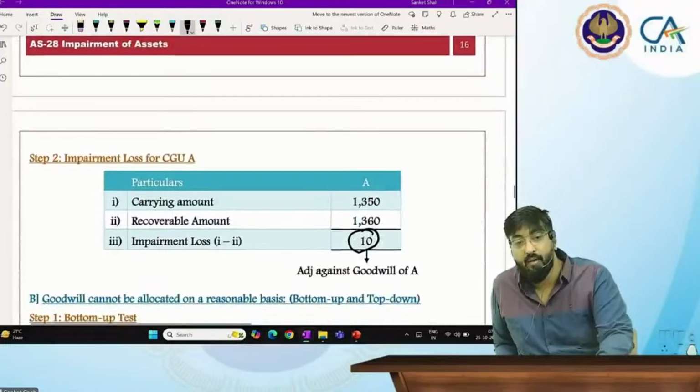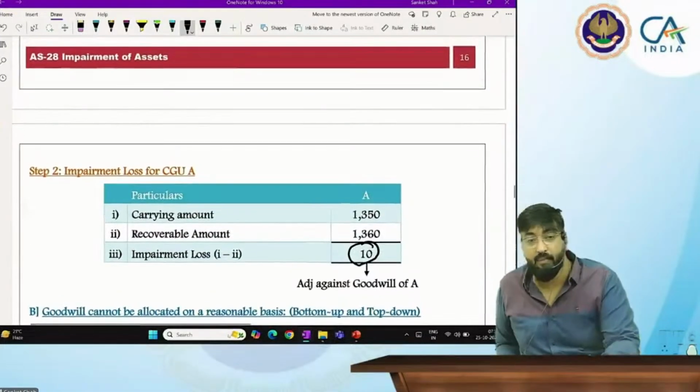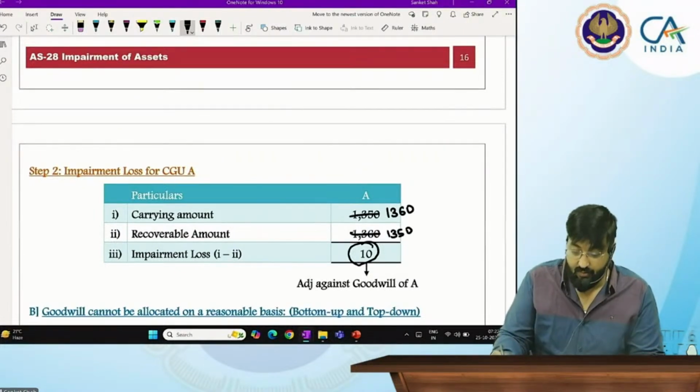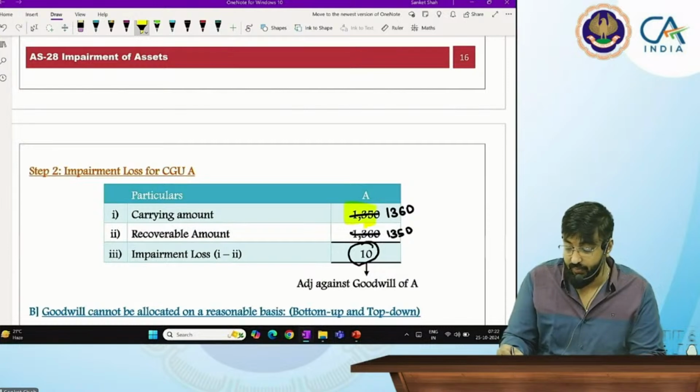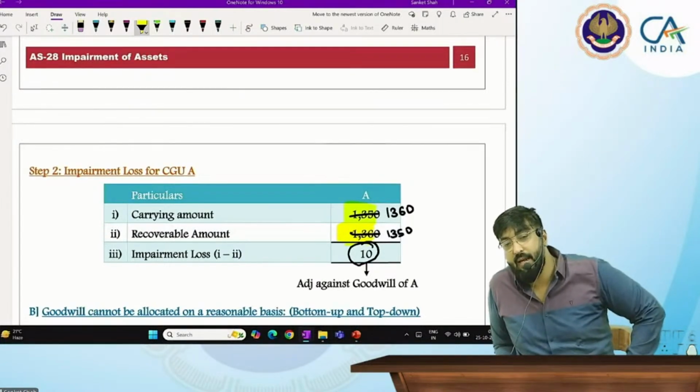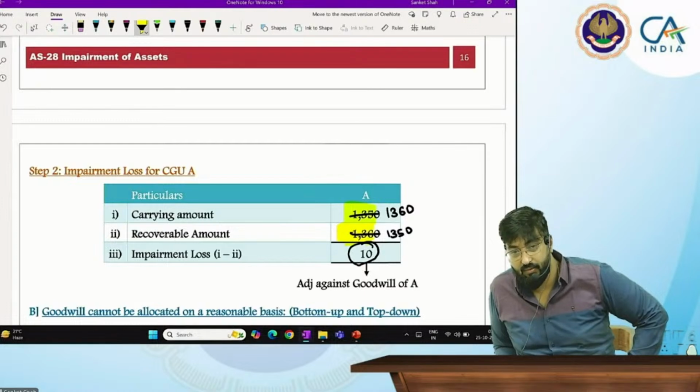No beta, sir, I wrote carrying cost wrong. Carrying amount is 1360 and recoverable amount is 1350. Yes. And that 10 rupees I will adjust against goodwill. Correct? Yes, sir.